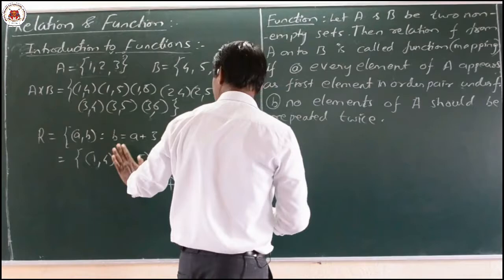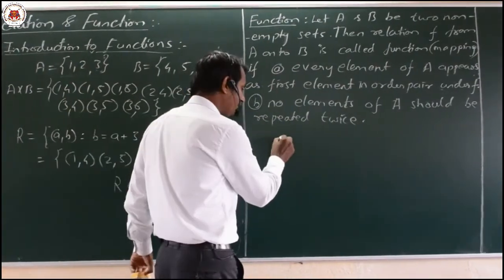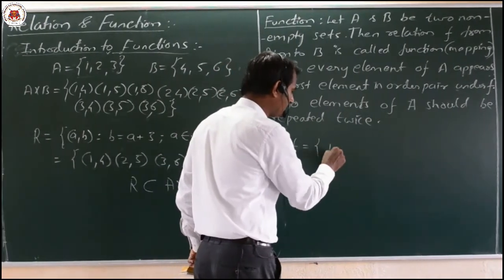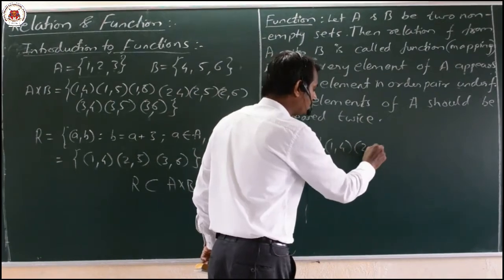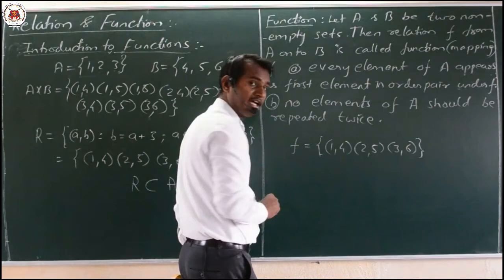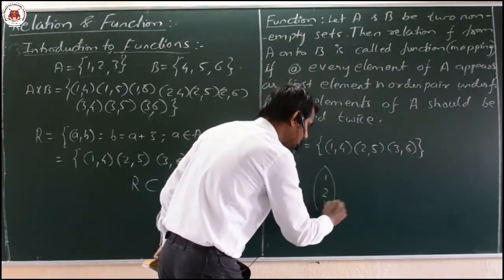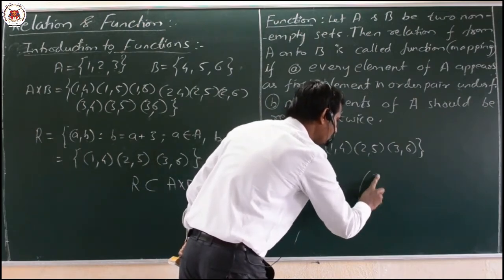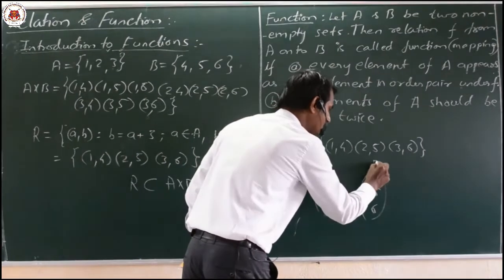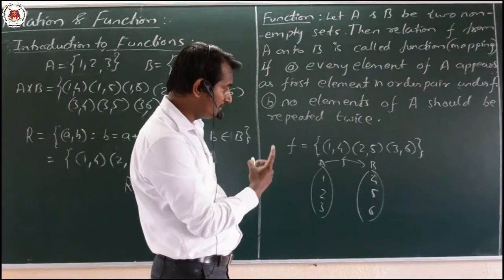Now here itself we can understand with this particular example. This particular R I am going to take as F. F means we have (1, 4), then (2, 5) and then (3, 6). This particular thing I will write in the form of an arrow diagram. 1, 2, 3, and then 4, 5, 6. It is nothing but our set A and the set B. It is a function from A onto B.